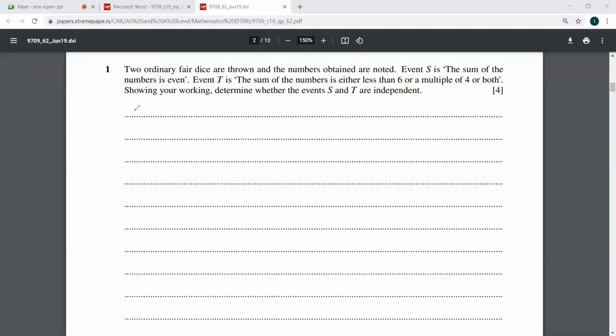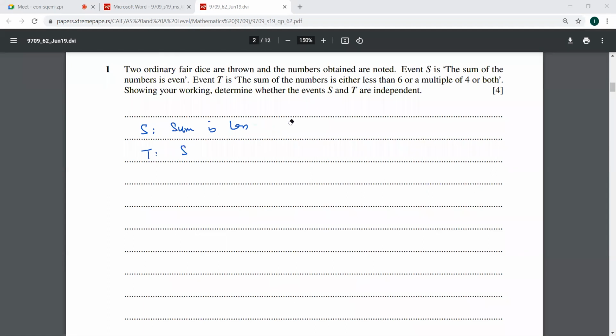Okay, the first question of this June 3rd, 2019 paper, variant 62. It says there are two fair dice. Event S is that the sum of the numbers is even, and T is that the sum of the numbers is either less than 6 or a multiple of 4 or both.